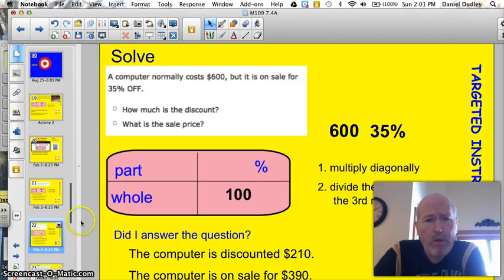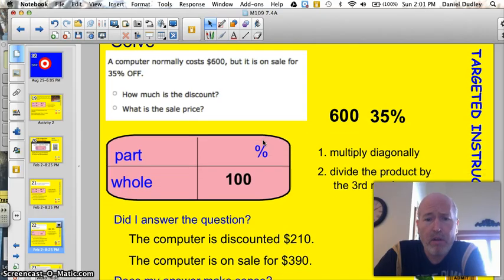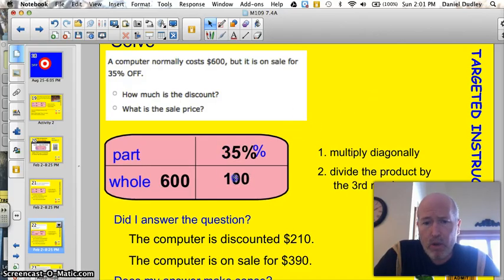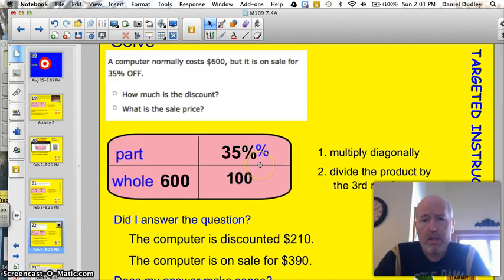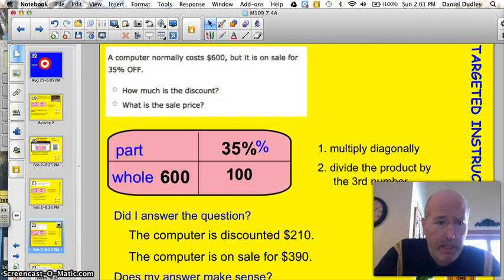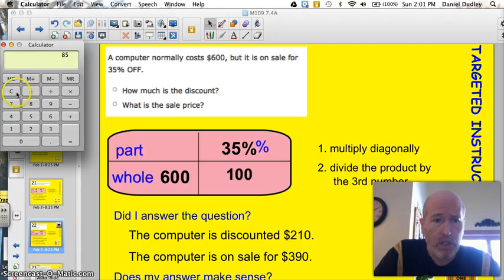All right, a computer normally costs $600, but it's on sale for 35% off. How much is the discount? All right, so we know that the whole is going to be down here at $600, and we know that 35% of it is going to be the discount. So I got my 35% in, and I'll multiply diagonally, just like the instructions say.